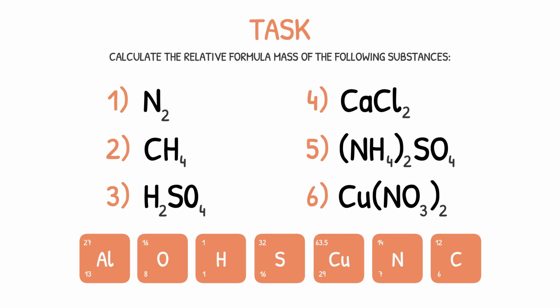There is just one copper atom in this formula, so the calculation for the copper atom is 1 multiplied by 63.5. There are 2 nitrogen atoms in this formula, and so the calculation for the nitrogen atoms is 2 multiplied by 14. And finally, there are 6 oxygen atoms in this formula, so the calculation for the oxygen atoms is 6 multiplied by 16. Finally, we add the sum of these values together. The relative formula mass for copper nitrate is 187.5. Here are the answers to the other questions.